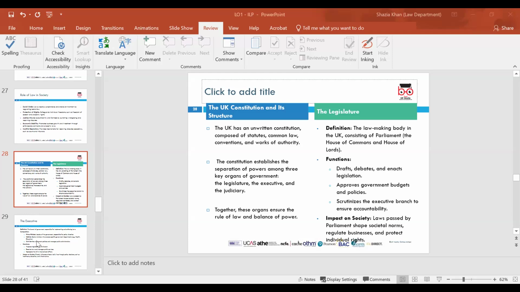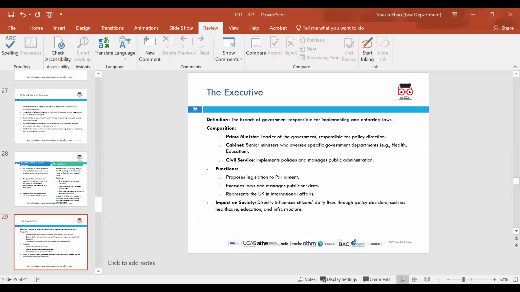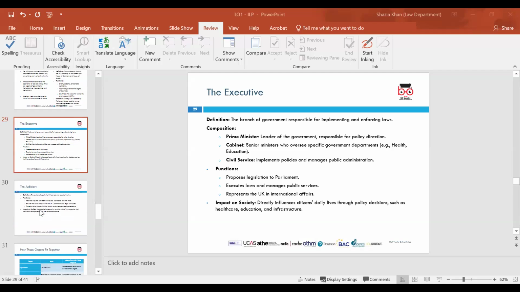Then you have the executive. We went through that a little bit more in detail earlier as well. This is the Prime Minister and the Cabinet, ultimately responsible for any sort of policy making, legislation, and representing the UK in international affairs. Its impact on society directly influences citizens' daily life through policies such as healthcare, education, what the NHS do, or the infrastructure of the country. So they have quite a big responsibility there.